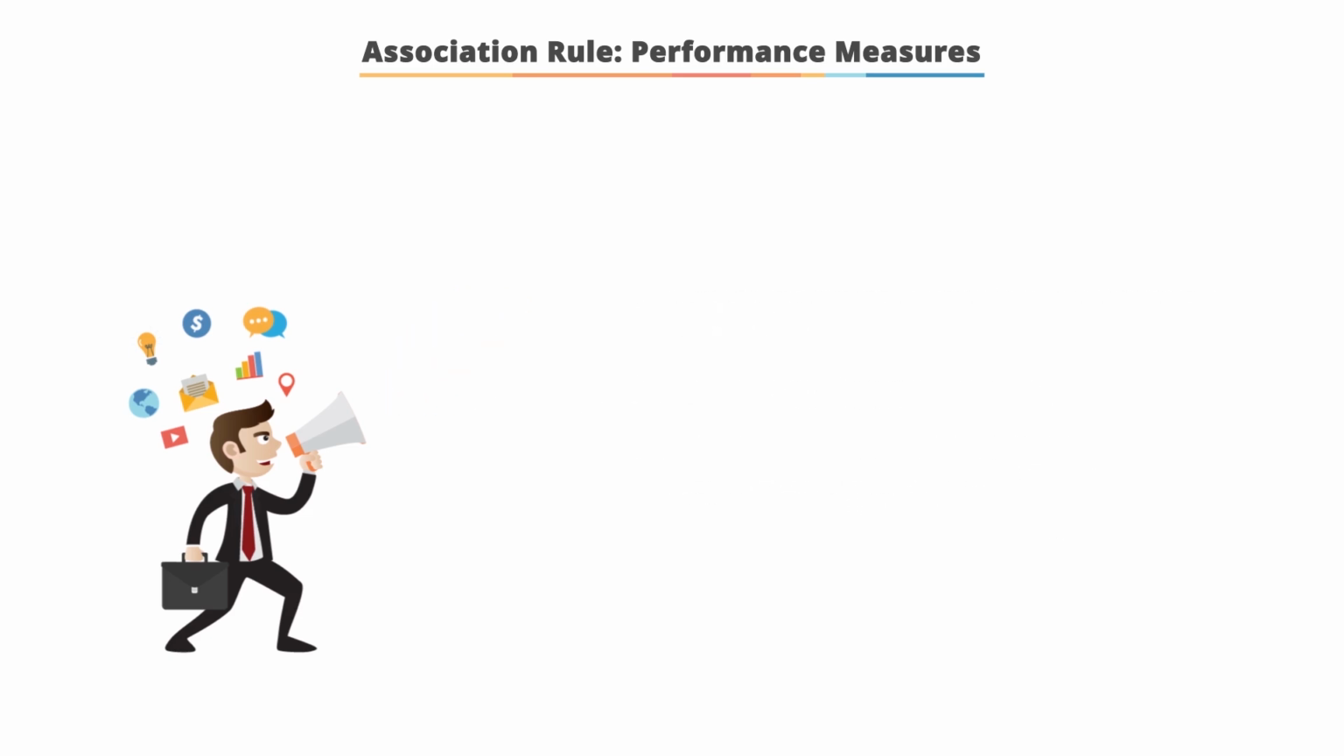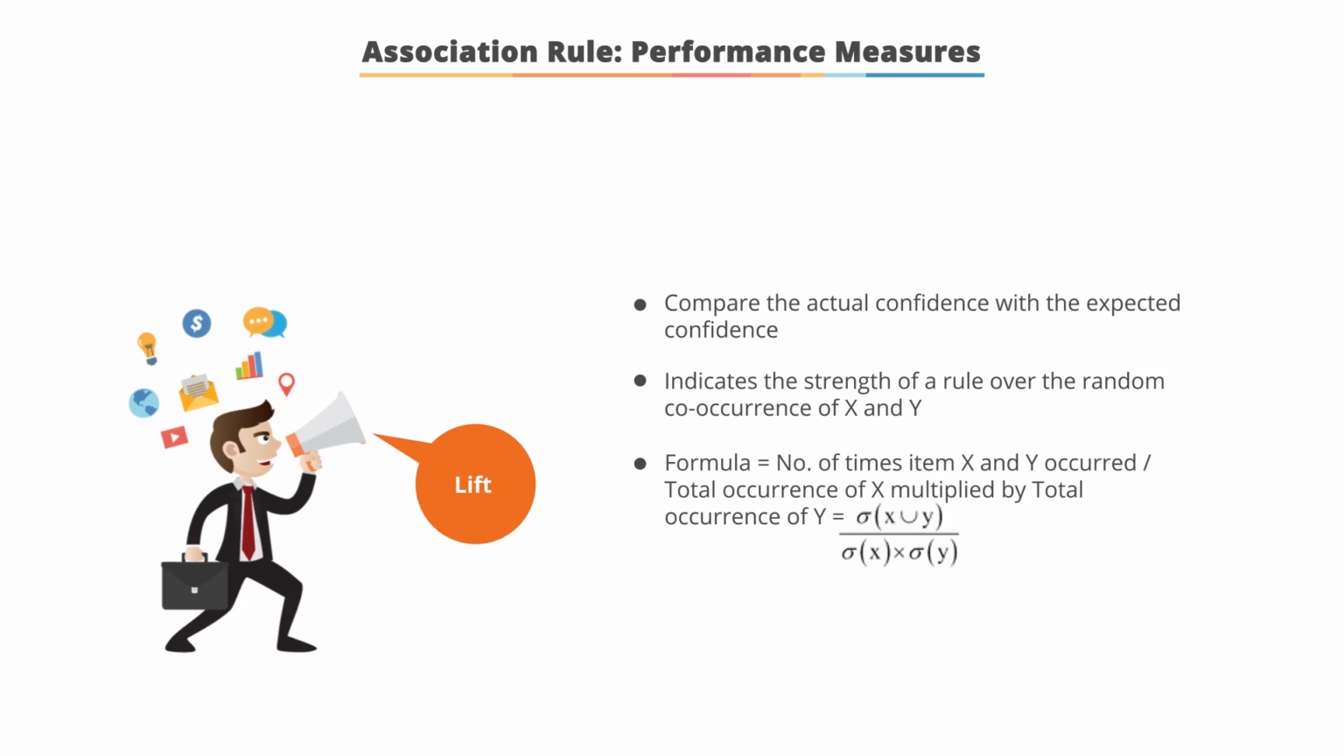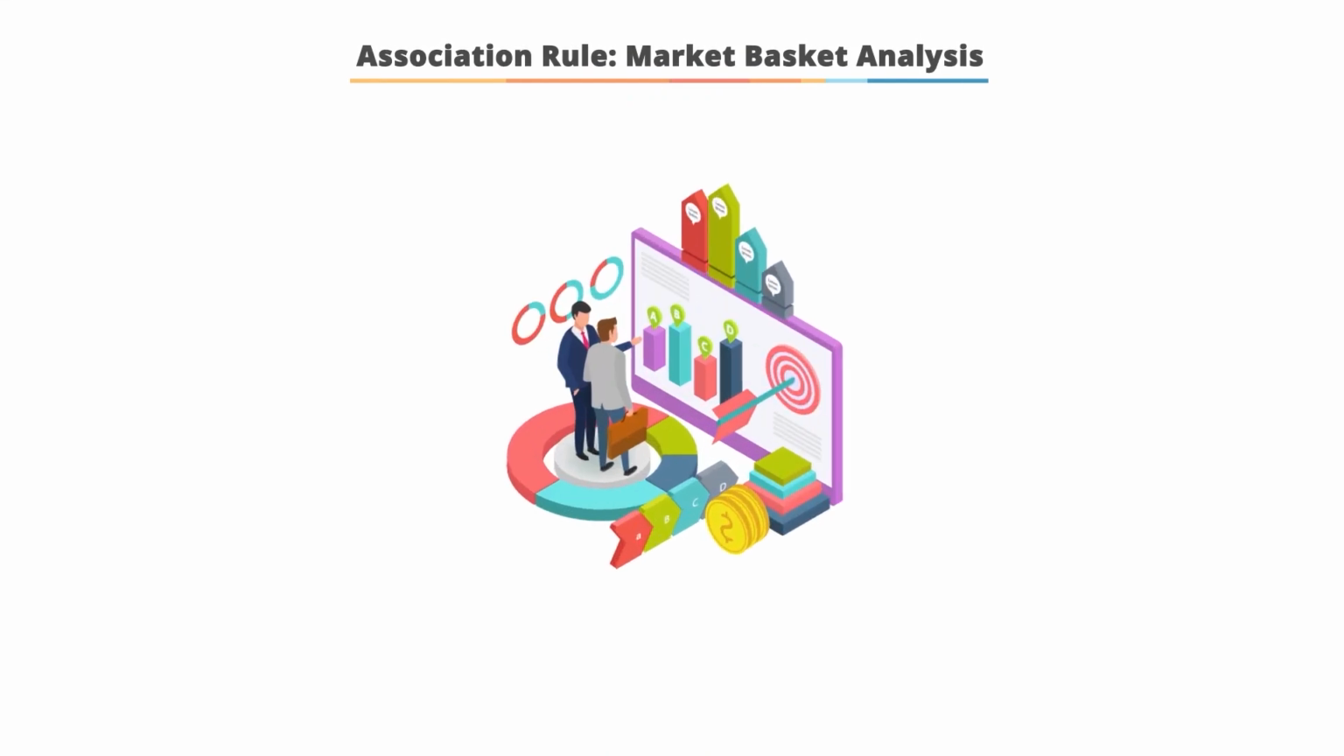A third metric called lift can be used to compare actual confidence with the expected confidence. It indicates the strength of a rule over the random co-occurrence of X and Y. It is calculated as the number of times X and Y occurred divided by the total occurrence of X multiplied by the total occurrence of Y. Association rule mining, market basket analysis. Let's understand the association rule using the given example.